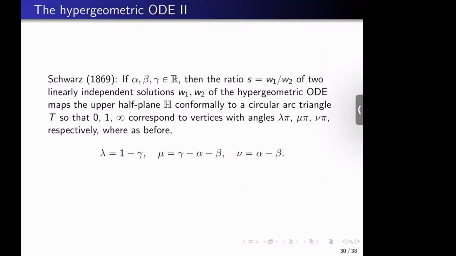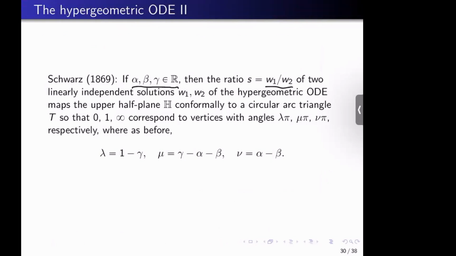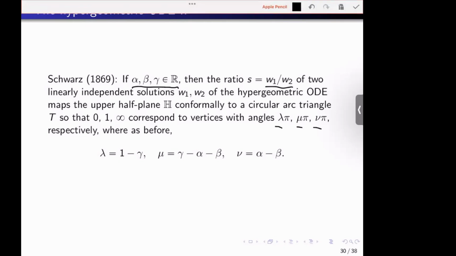But there's a famous paper due to Schwarz, namely he studied the geometric properties of these ratios, and he found that if the coefficients of the hypergeometric equation are real, then this ratio has a very nice description as a conformal map. Namely, it maps the upper half plane conformally onto a circular arc triangle where you can compute the angles of the circular arc triangle explicitly from the coefficients of the hypergeometric equation.